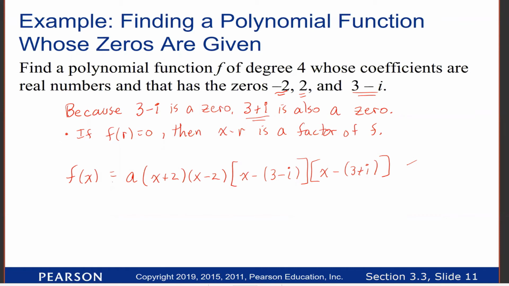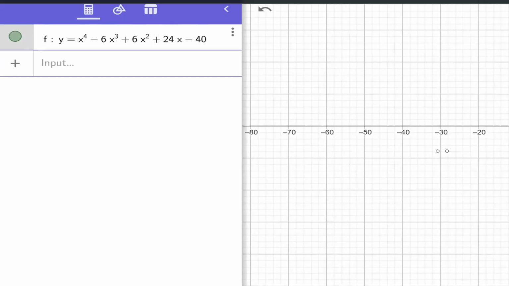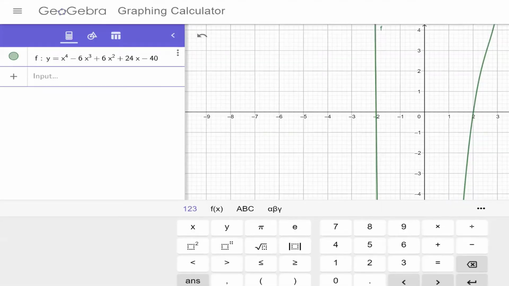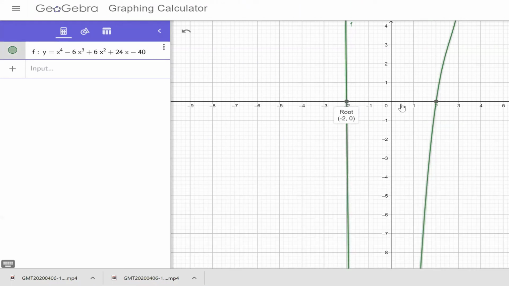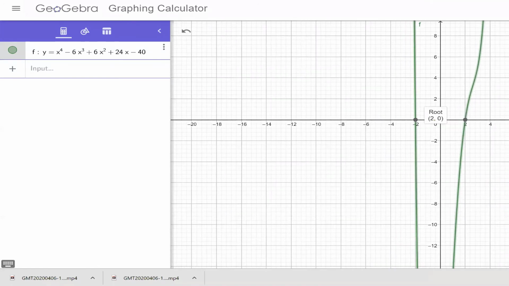What role does a play in the polynomial? To help you see that, I'm going to go to my GeoGebra graphing tool. So all I did is put in the expanded, or the multiplied out form of the polynomial into GeoGebra. And what's nice is, even though I can't see a complete graph, I can see it crossing at -2 and crossing at 2. Those are the two real zeros. I have 2 non-real complex zeros as well. Those don't show up as x-intercepts in the graph.